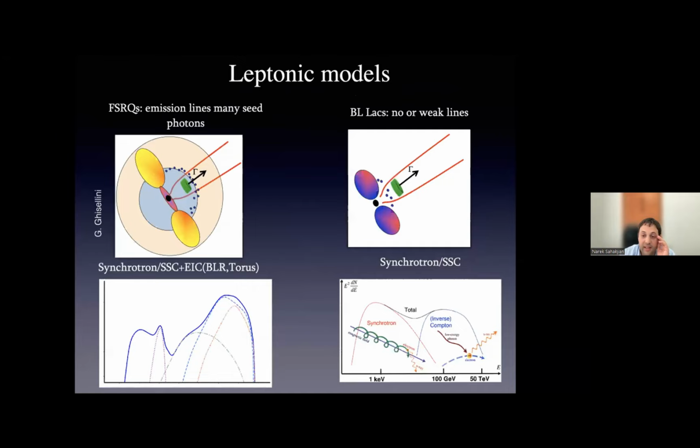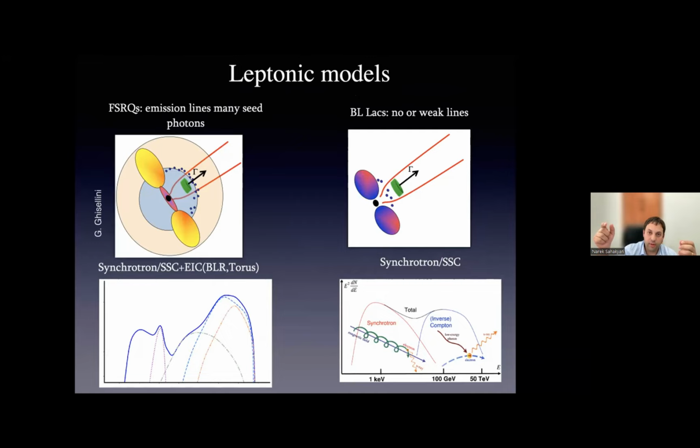So what is the difference between these two models? In the leptonic case, you have the emission region, which is inside the jet and is moving with the jet with relativistic velocities. Then you have the electrons inside this emitting region that are emitting by synchrotron radiation. Then these photons are again interacting with the electrons by inverse Compton scattering, and we have the second peak. But the second peak could also be the inverse Compton scattering of external photons.